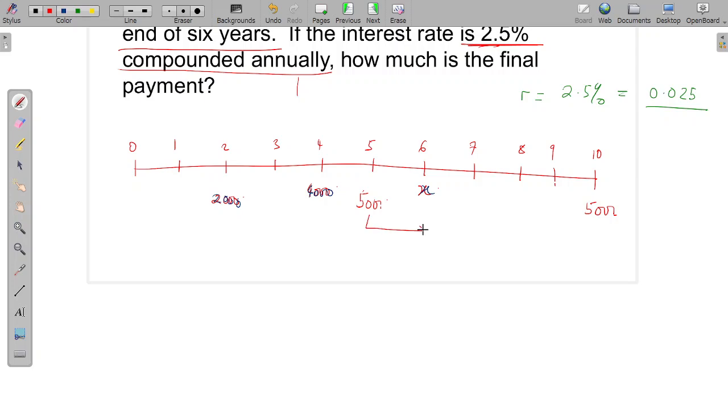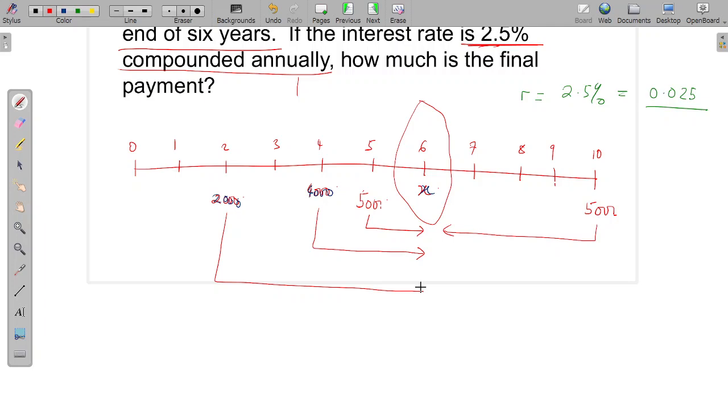This one goes to this. Now this is our fixed point. This one comes to these two. Please make sure that you draw your arrow. Don't just draw the timeline without drawing the arrow, okay? So this is our fixed point.